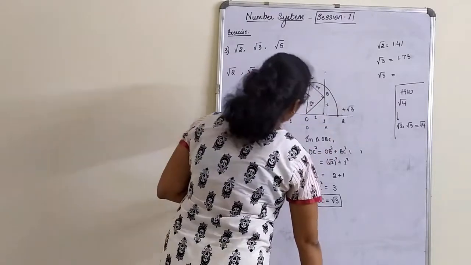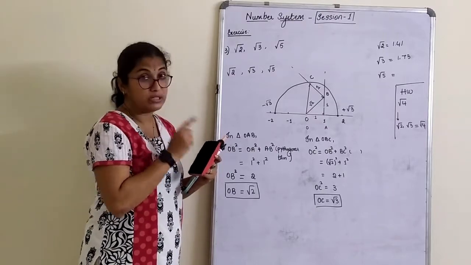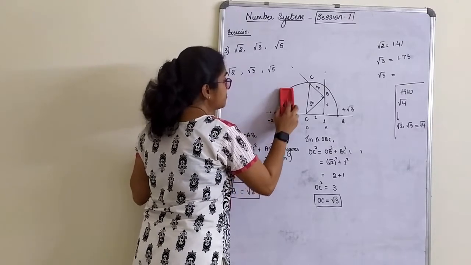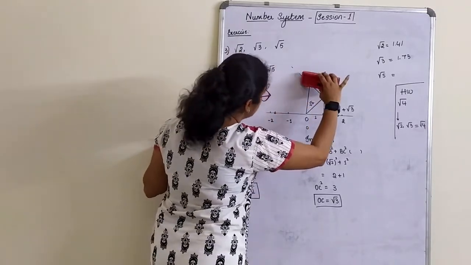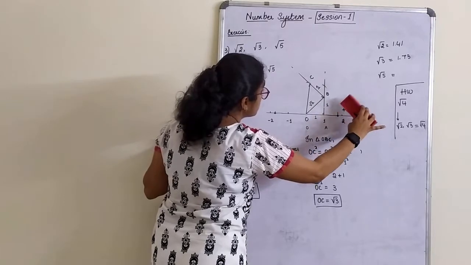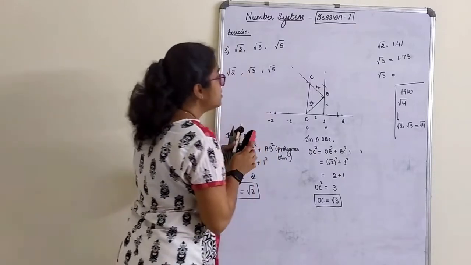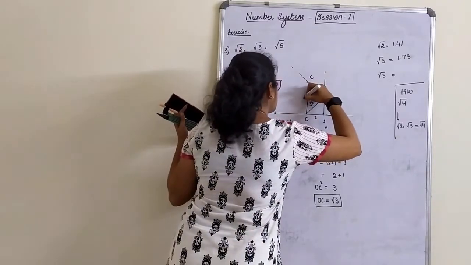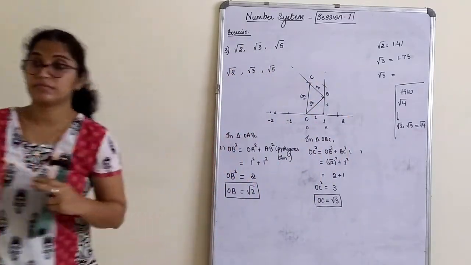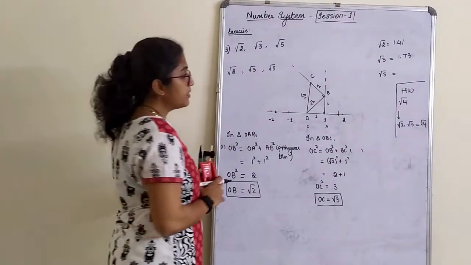So what do we have to do? We have to rub it and make that again for root 3, because on root 3 you are going to construct it. So shall I rub this root 3 point? This is root 3. Right. So we are ready with the number line here.